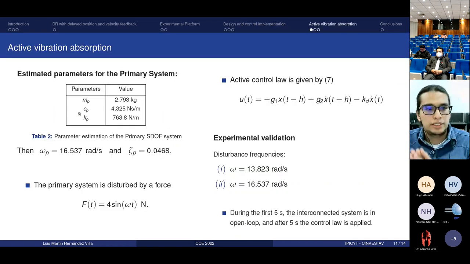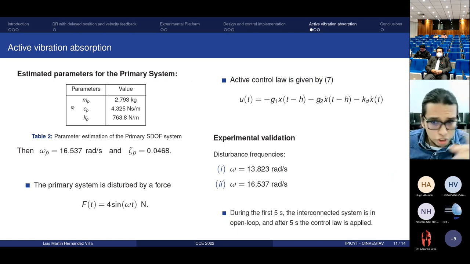And now we proceed to evaluate the active vibration absorption capabilities of the DR. Following the same methodology, we estimate the parameters now for the primary system, which are shown in table 2. For the experimental setup, the primary system is disturbed by a force given by this harmonic function. Remember the active control law is given by equation 7. And for the experimental validation, we considered this disturbance frequency, which is the same frequency that we designed previously for the DR.